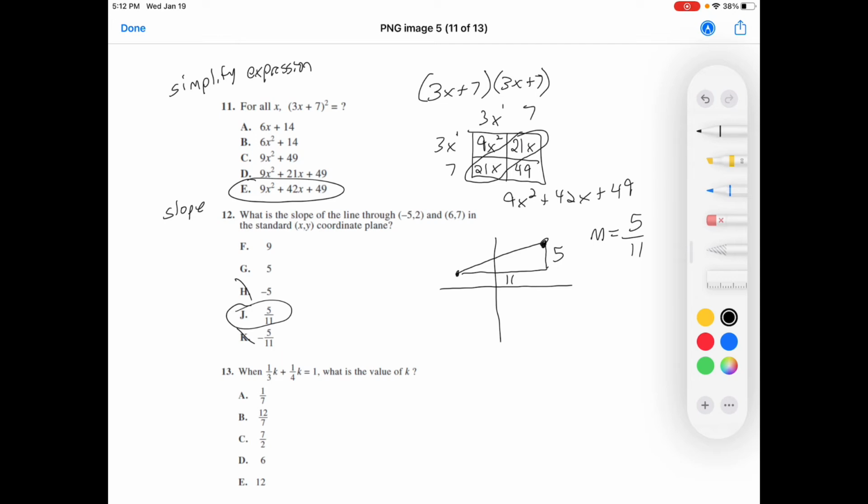All right, 13 is going to be an equation. Solving an equation for k. This one has fractions in it, and so you don't need to be intimidated when you see the fractions. I'll show you how to get rid of those fractions to make it easier. And so I'm going to rewrite the equation here.